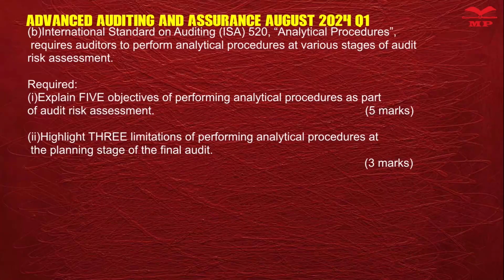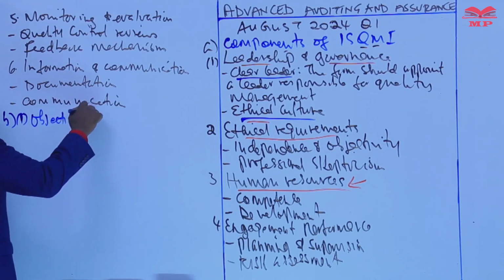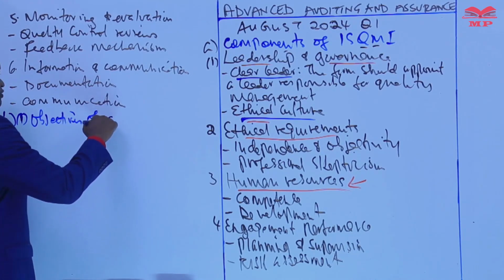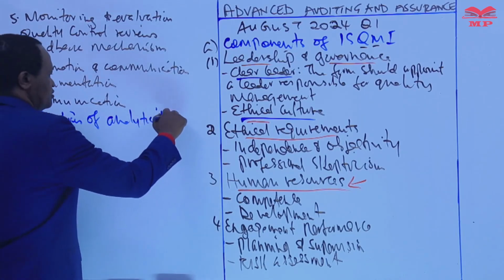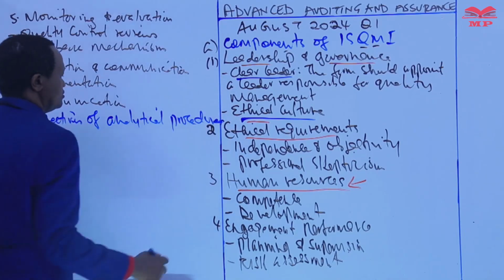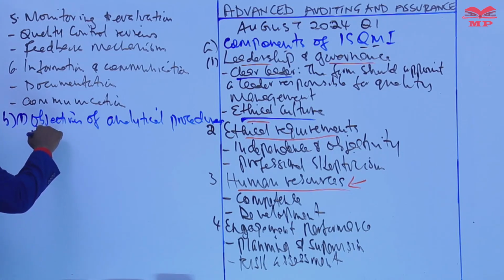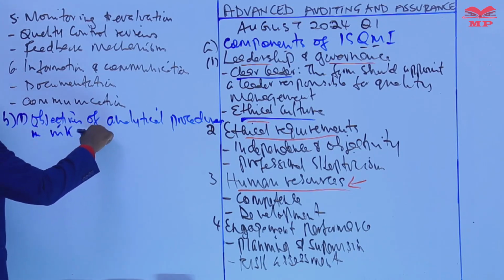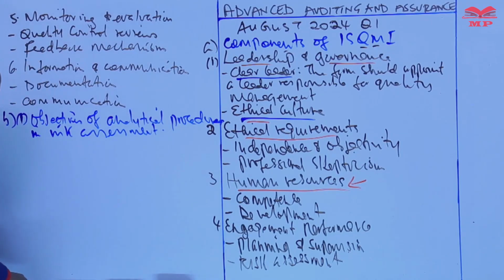Explain 5 objectives of performing analytical procedures as part of audit risk assessment. Objectives of performing analytical procedures in risk assessment. I'll give a new one answer there.